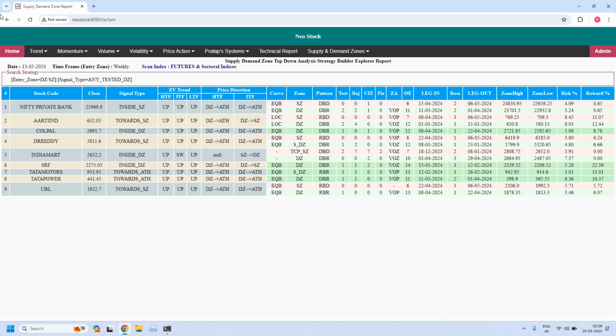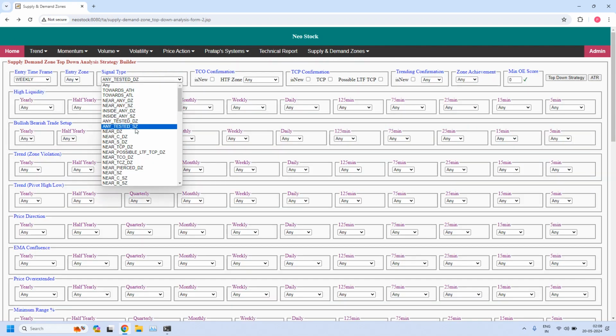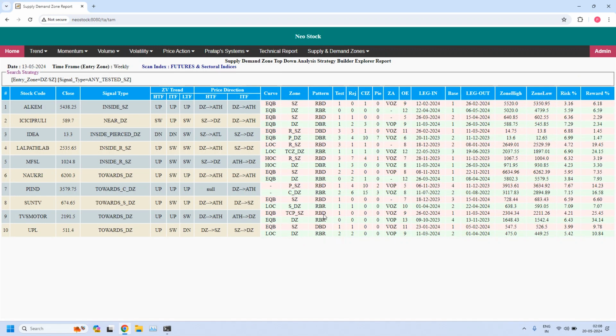Similarly, we will find the tested supply zones. I am going back. For weekly time frame, let us find the stocks having tested supply zones during this week. So these 10 stocks having supply zones are tested during this week.